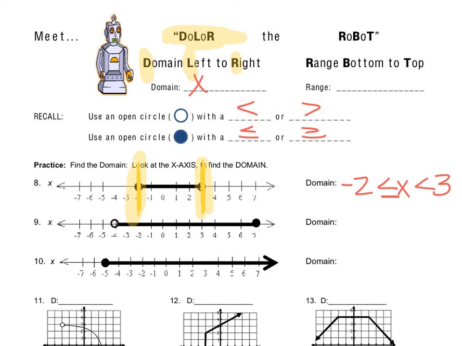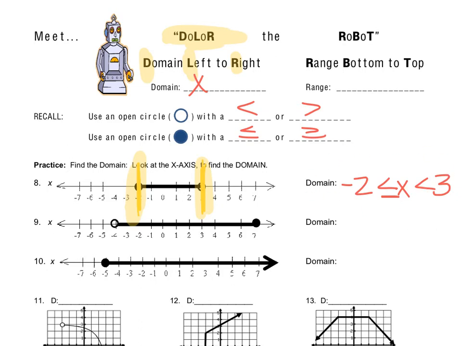The reason we use less than or equal to here is because, look at -2. There was a solid point there, so it's less than or equal to. At +3, there was an open point, so it's just less than. So this is called inequality notation.